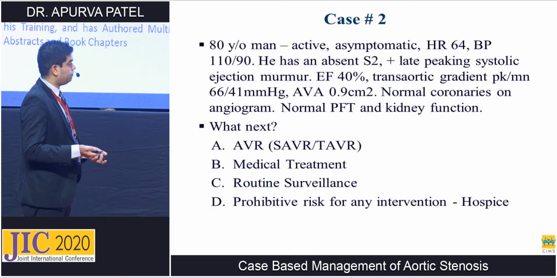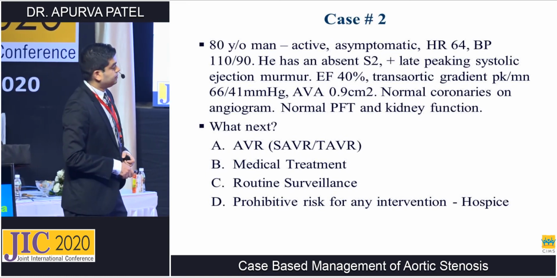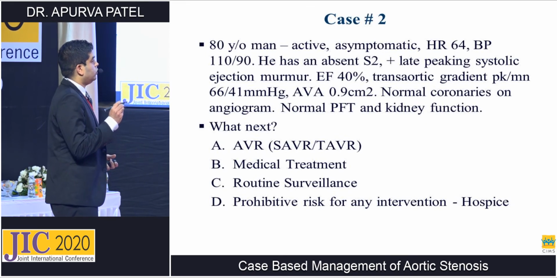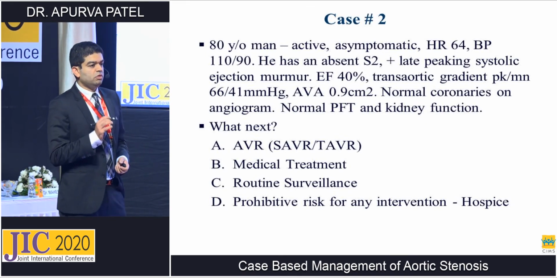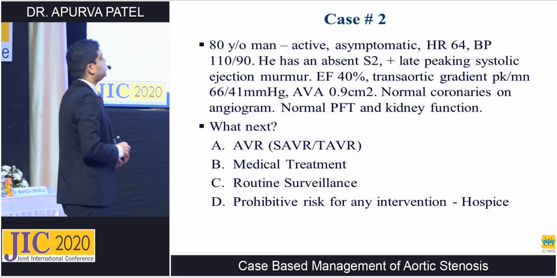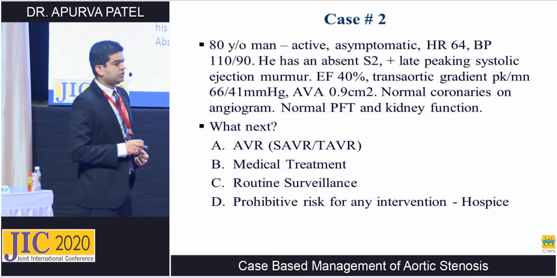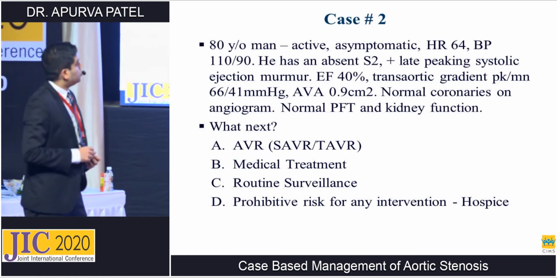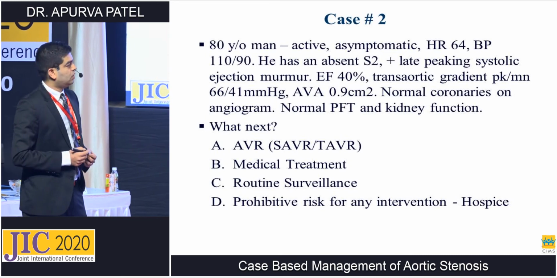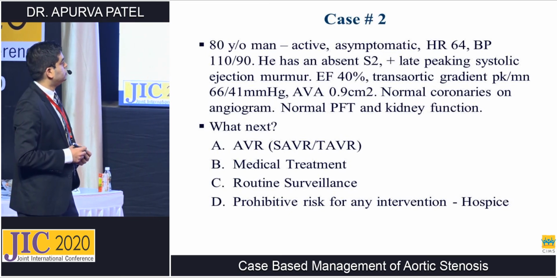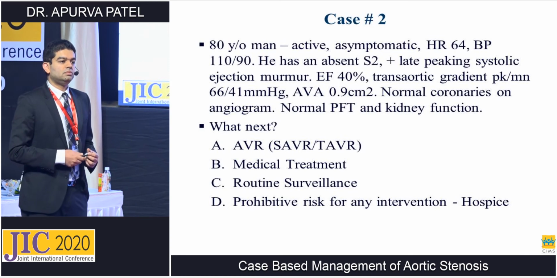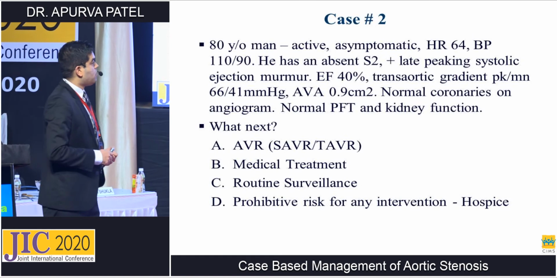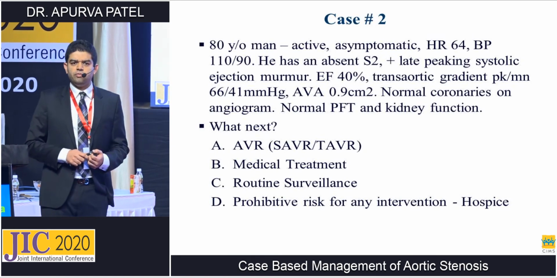Case 2. 80-year-old man, active, but completely asymptomatic. You know the patient well, and the history is extremely reliable. Vitals are normal. Examination fits severe aortic stenosis. EF is 40%. No other risk factors. Gradients are severe, and normal coronaries on angiogram. What next? These are the 4 options. Patient's asymptomatic. Anybody opting for medical treatment?